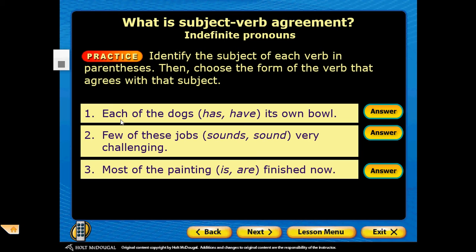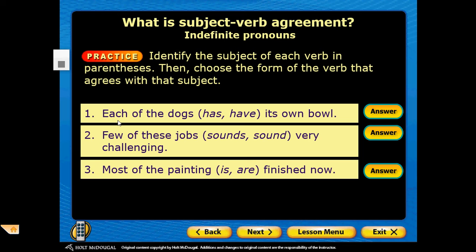Each of the dogs has or have its own bowl. So the subject would be dogs. No, not really. I'm talking about each. Each refers to only one of the dogs. How many dogs am I talking about here? Only one. Each refers to every one of the dogs. So each is a singular pronoun here.